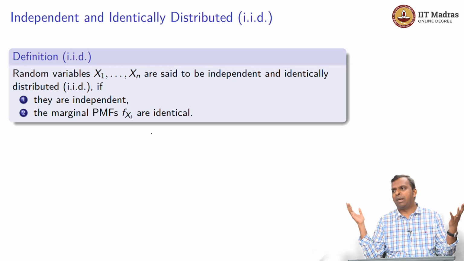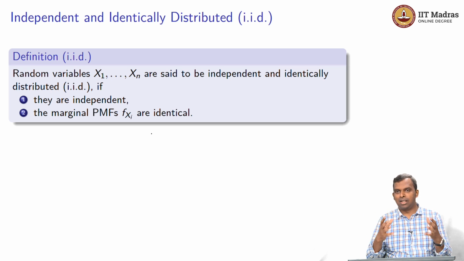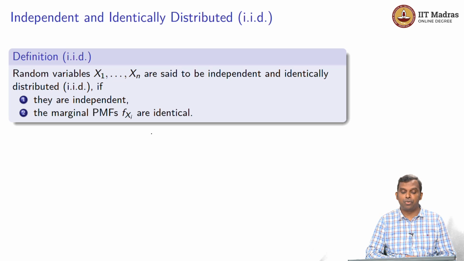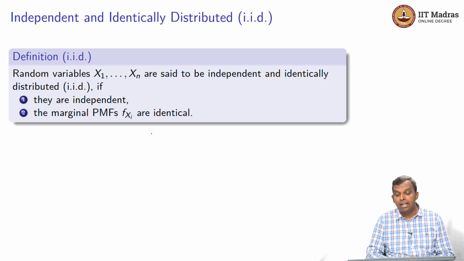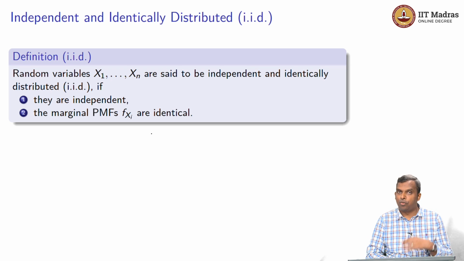You have any number of random variables, but if they are IID, then you are in a good situation because you can do a lot of calculations easily. I hope to convince you of that in the rest of the slides. But let's look at the definition first. n random variables are said to be independent and identically distributed if, first of all, they all have to be independent, and then the marginal PMFs are identical.